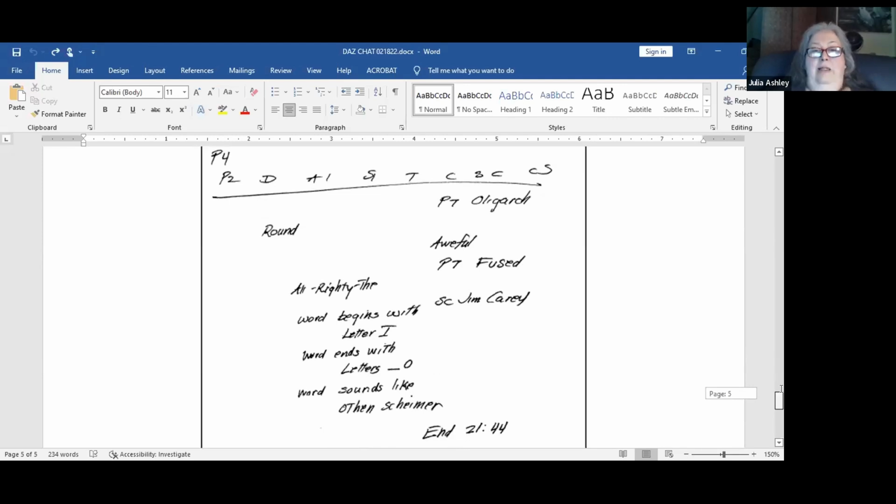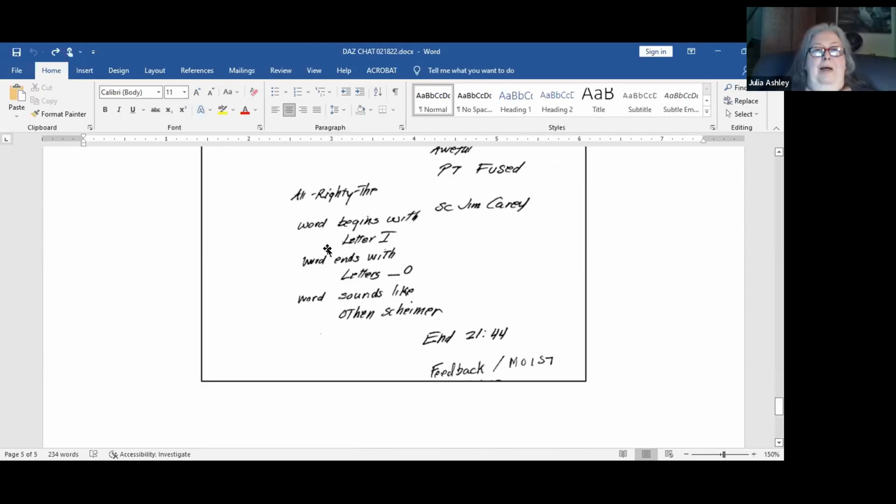I don't always get a good hit, but I also added the cue here, word sounds like. I wrote down Offensheimer. I don't speak German, that doesn't seem to be a word, but the letter I and the letter O appeared in the Wordle answer. It was moist.